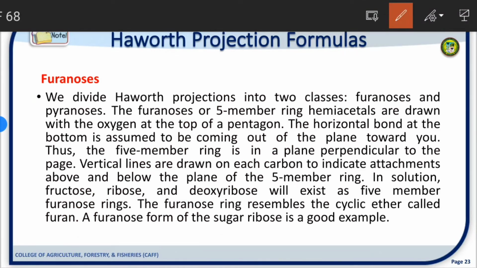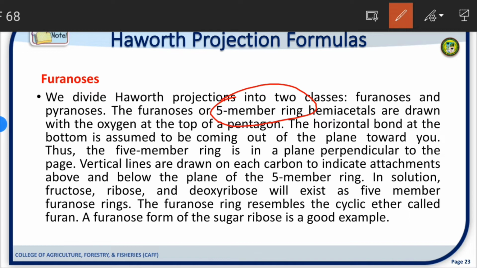Now, the Haworth projections are divided into 2 classes, as I have mentioned in the previous slide. We have the pyranose and the furanose. Furanoses are 5-membered ring hemiacetals, wherein the oxygen is drawn at the top of a pentagon. The horizontal bond at the bottom is assumed to be coming out of the plane towards you, which means towards the viewer.